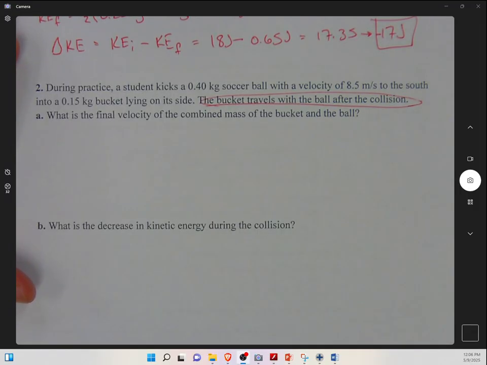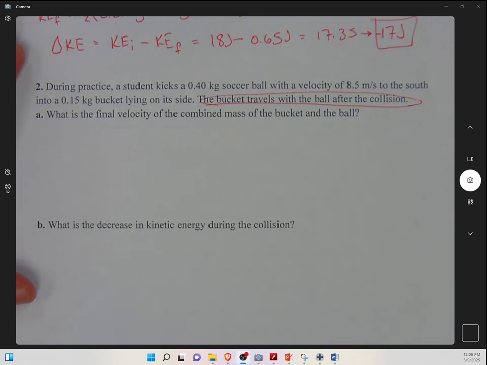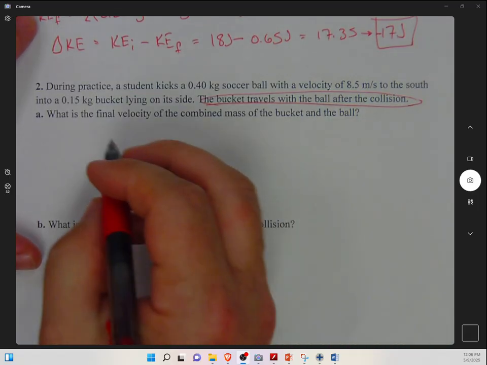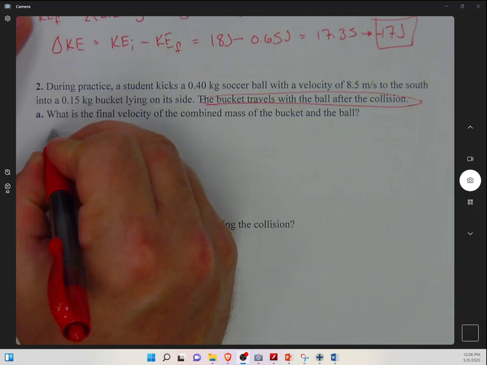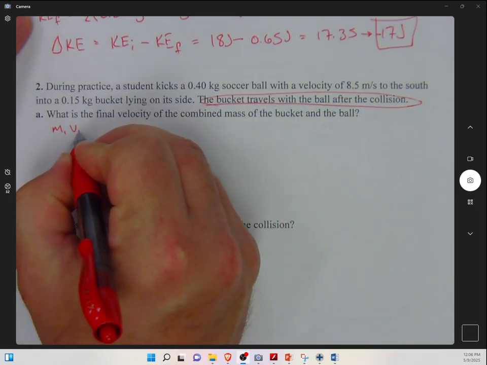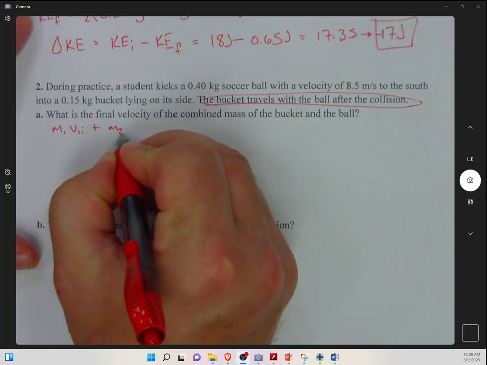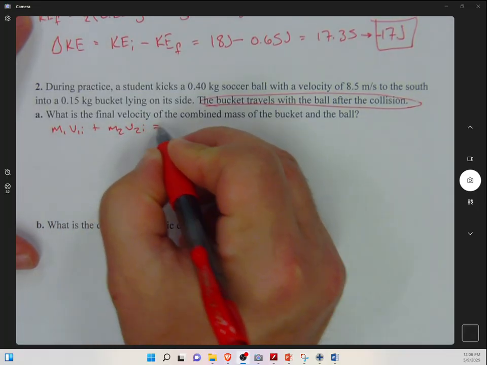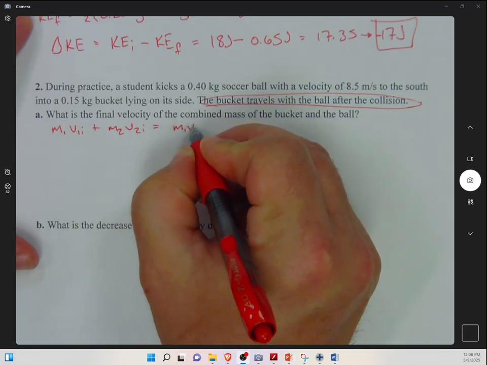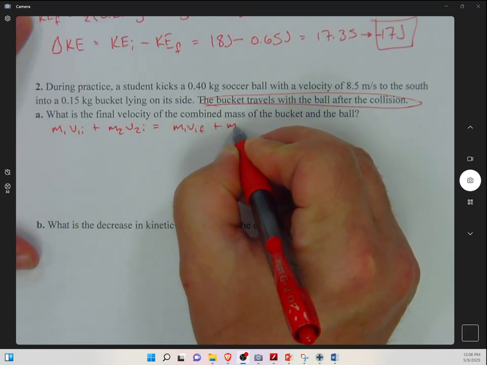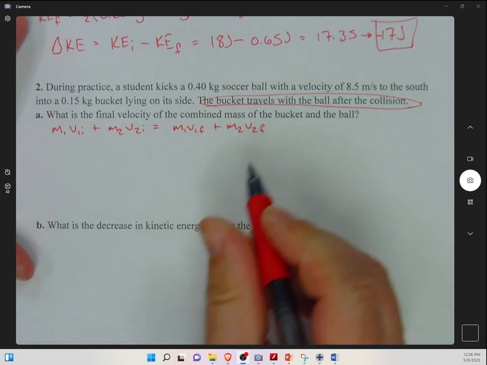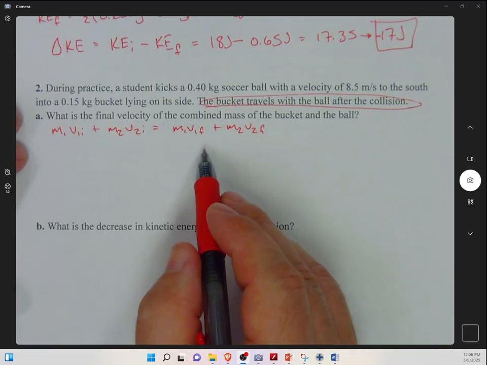An inelastic collision. So for part A, what is the final velocity of the combined mass of the bucket and the ball? Again, we're being set up for an inelastic collision here. Now, just for completeness sake, m1v1 initial plus m2v2 initial is going to be equal to m1v1 final plus m2v2 final. This is a statement of conservation of momentum.